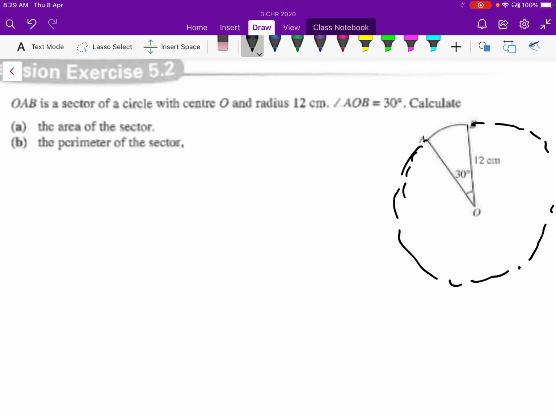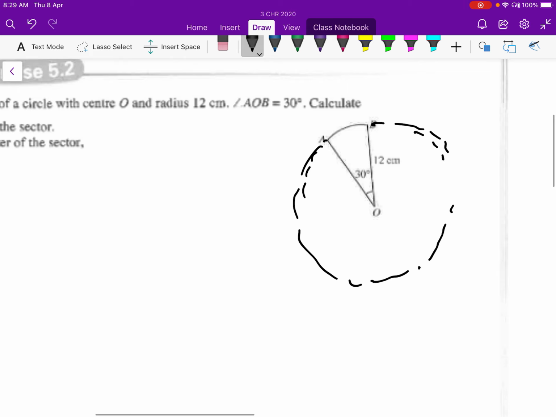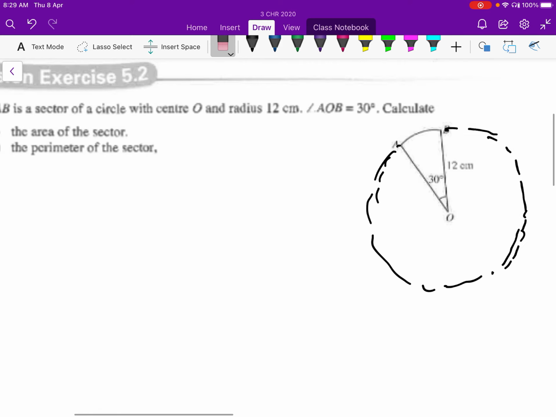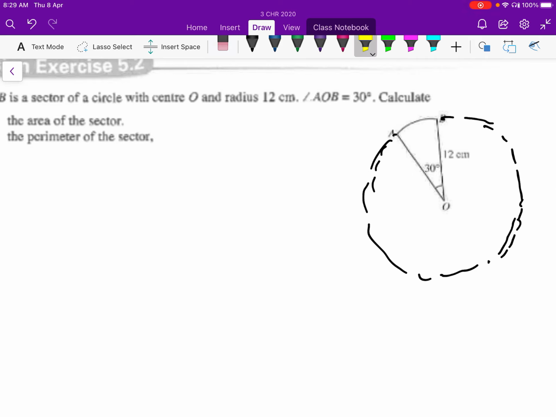Okay, to get a better idea of what is happening. So this is the entire circle. The radius is 12. The angle AOB is 30. Calculate this area.